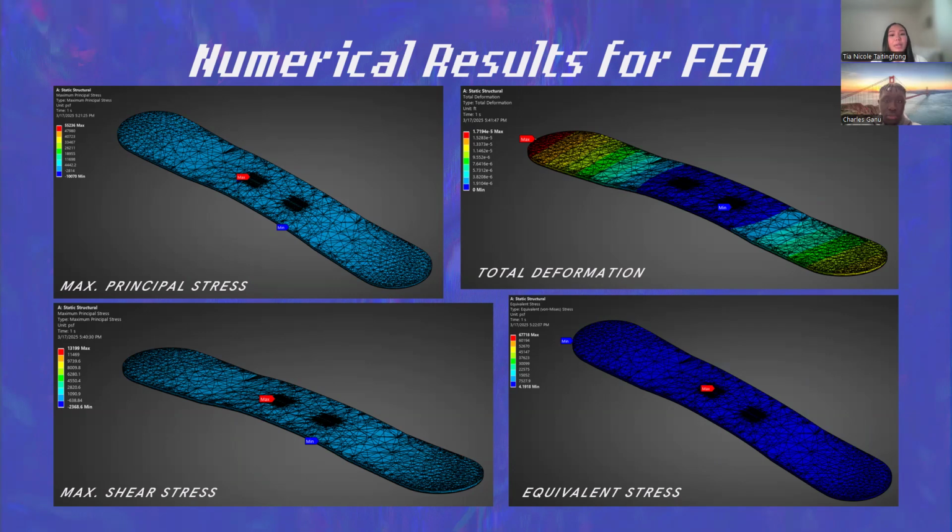Most of the stress and shear occurs around the hole areas where the effective area of the board is, and the total deformation is at the tail end of the board, as shown in the top right figure. But this board does hold up very well under the rider load during turning and jumping.